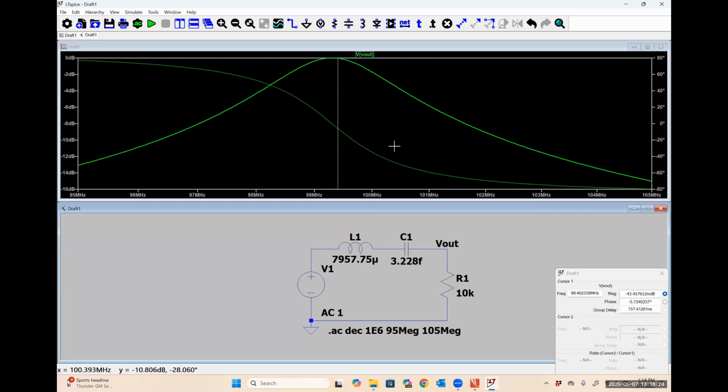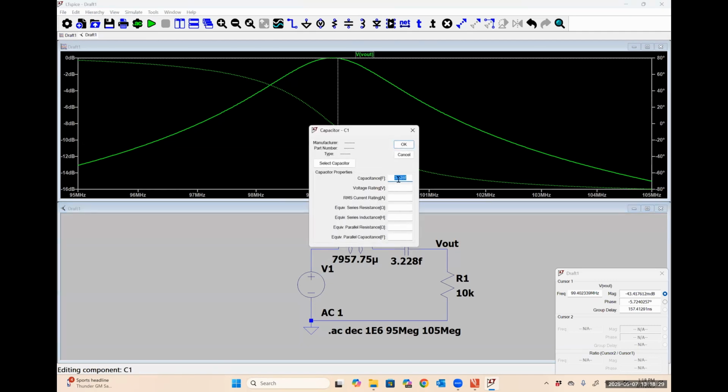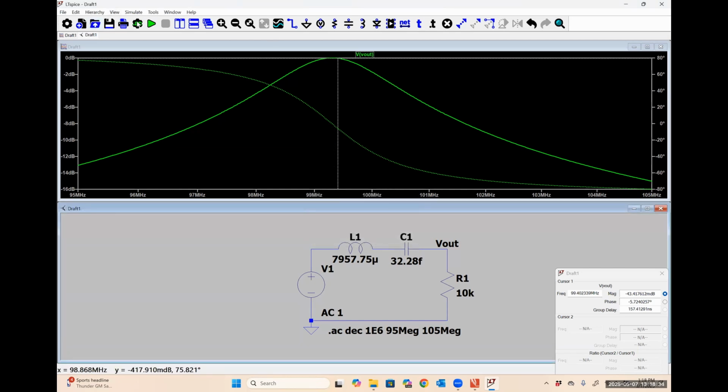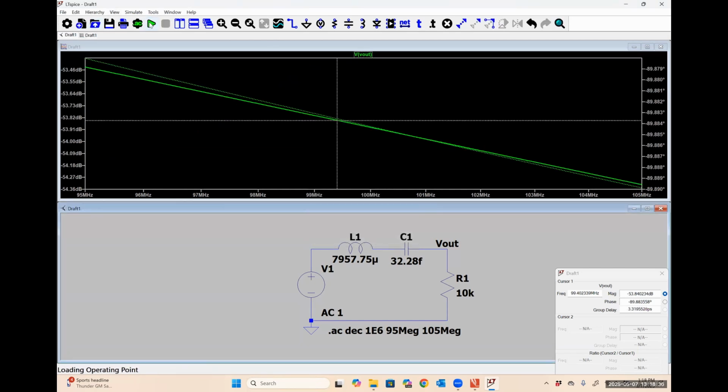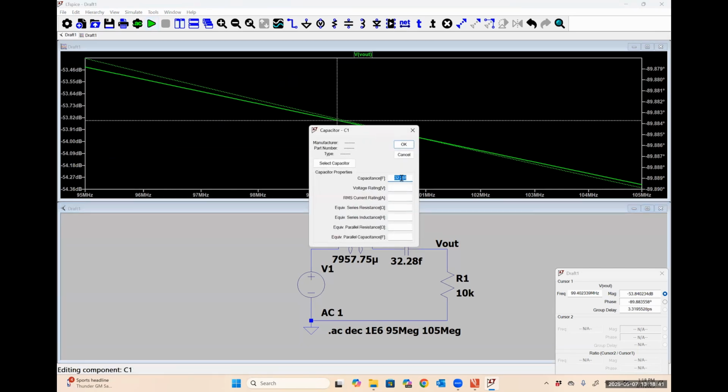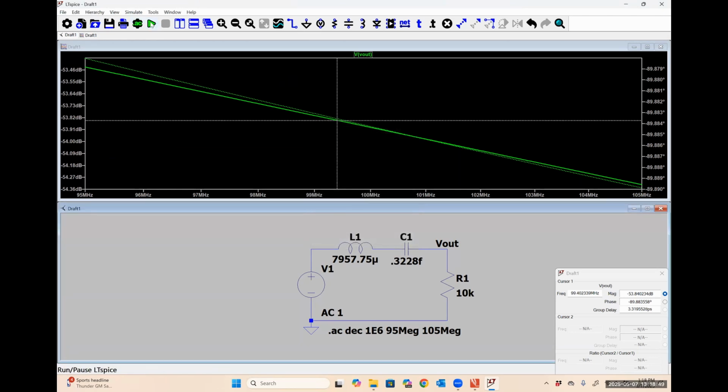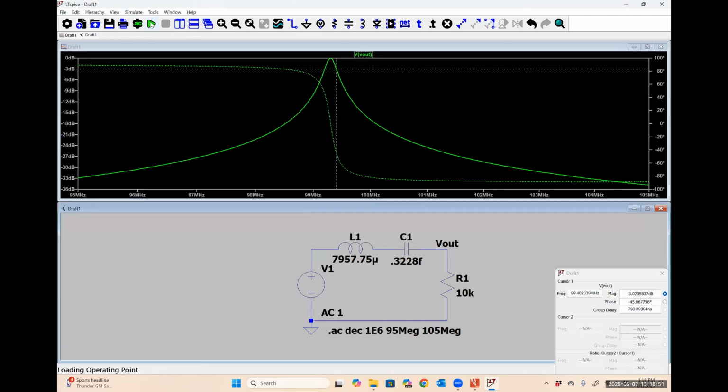Our capacitor. I'm not sure on the capacitor. Let's see what happens. That's definitely not right. The capacitor might need to get smaller by a factor of 10. Yep. So the inductor increased in size by a factor of 10, the capacitor decreased in size by a factor of 10, and we're back to our original graph.